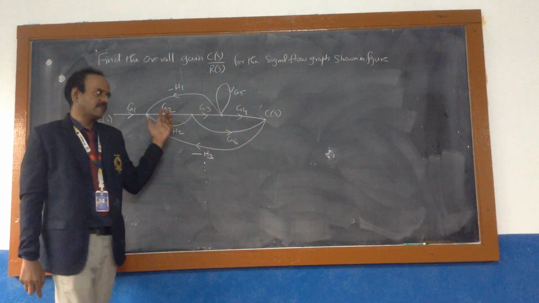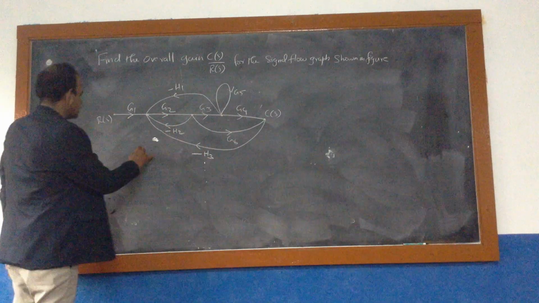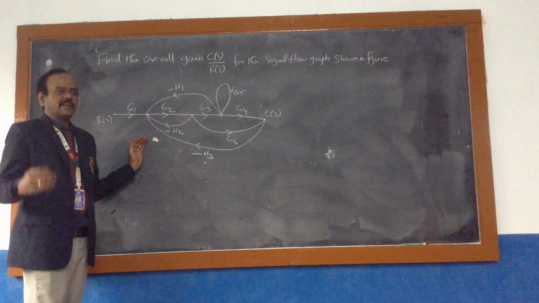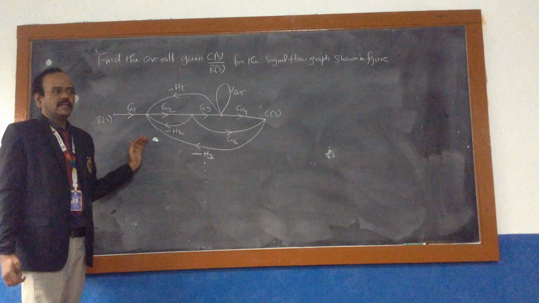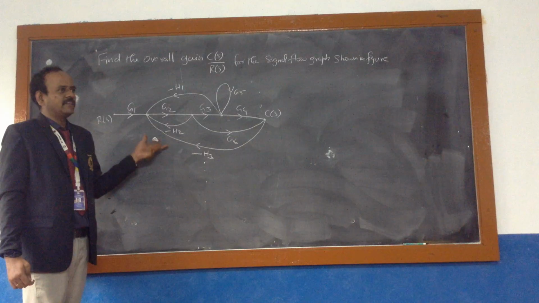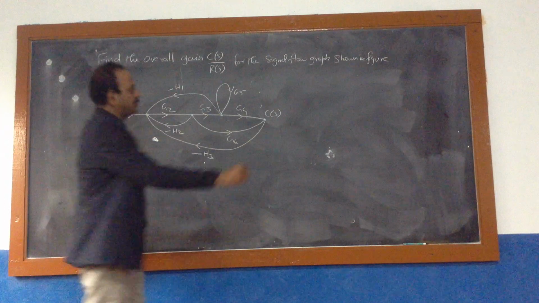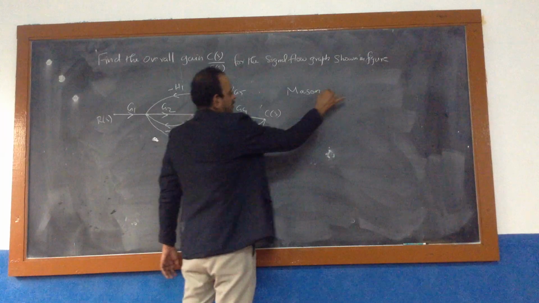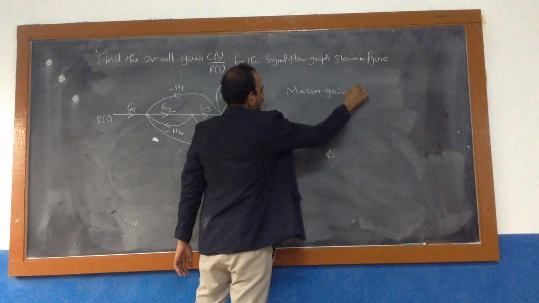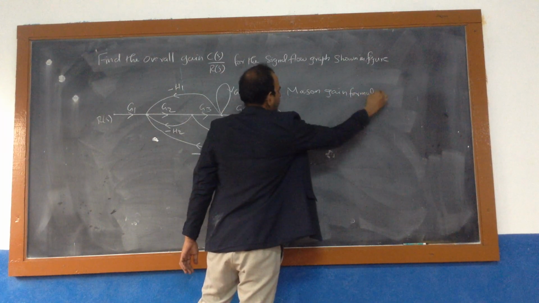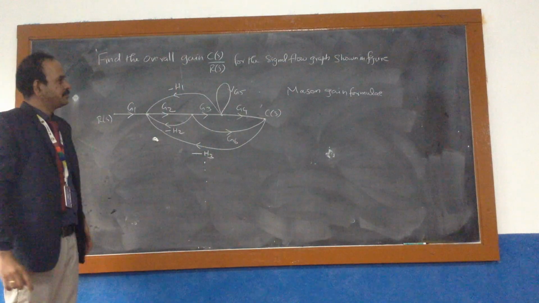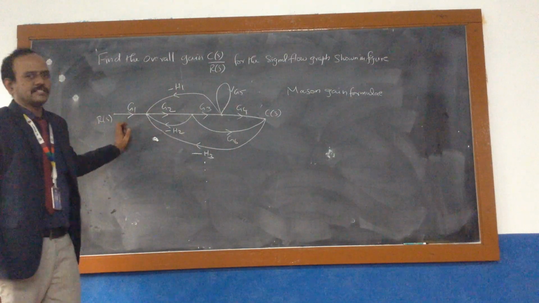One more method we have already seen is the block diagram reduction technique, where we have different rules. But in this case we will use the Mason gain formula. It is named after the scientist Mason. Using the Mason gain formula we are going to find the overall transfer function.